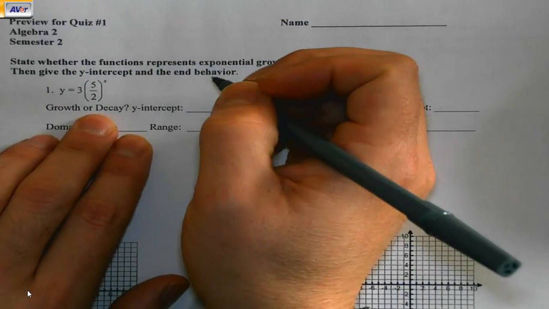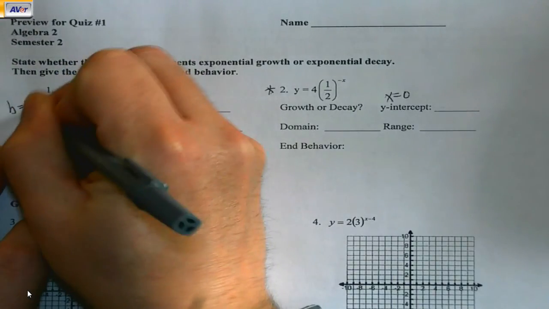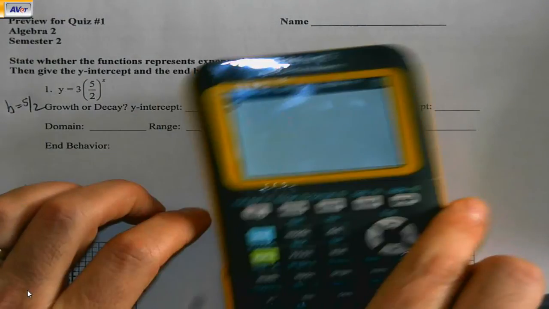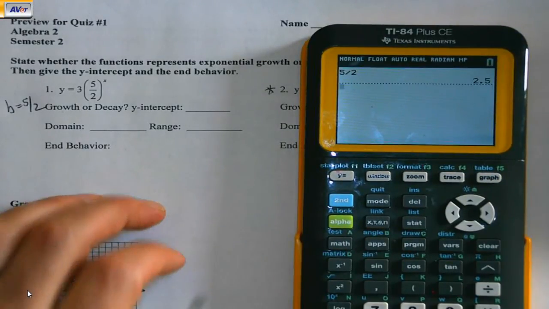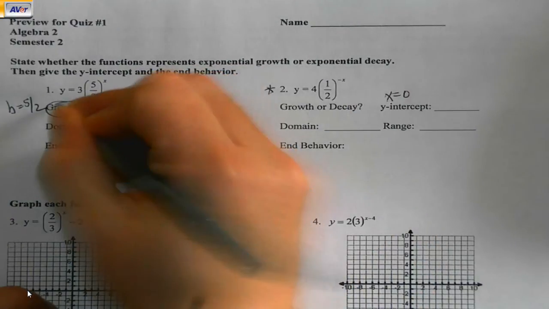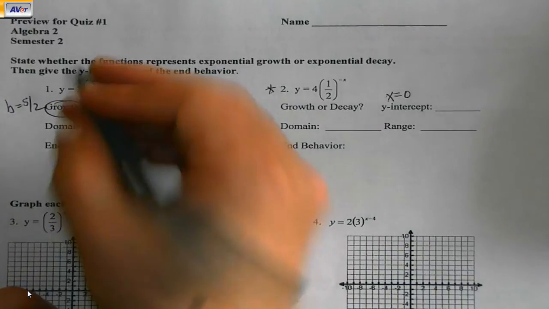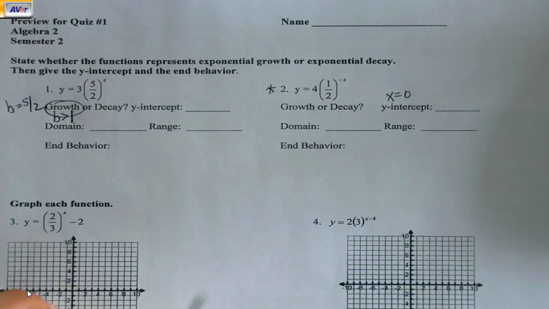Because when I'm looking at whether this is growth or decay, all I have to do is look at my b value. Now don't get sucked in here. A lot of you are going to look at that, you're going to see that it's a fraction and go, ooh, it's decay. But let's think about this for a minute. If I type 5 divided by 2 in my calculator, that's 2.5. That's greater than 1. So this is going to be growth. Because remember, growth occurs whenever my b value is greater than 1.